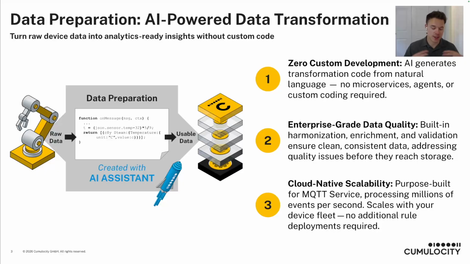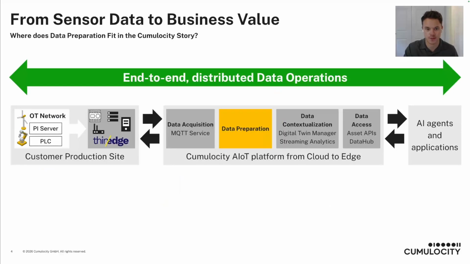We also know that you get the suite of Cumulocity performance, right? The enterprise-grade data quality and the cloud-native scalability, right? The dynamic mapper is a great open-source solution, but we wanted to bring this in-product so that we give you the robustness and the scalability that you've known and loved with Cumulocity. So we're really excited about this data preparation application and the AI-powered nature of it.